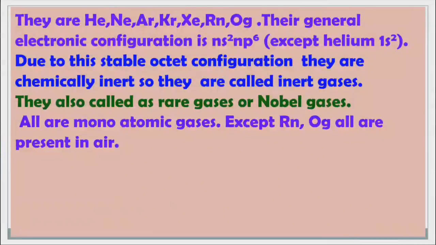All noble gases are monoatomic gases. Except radon and oganesson, all are present in air, in the atmosphere.